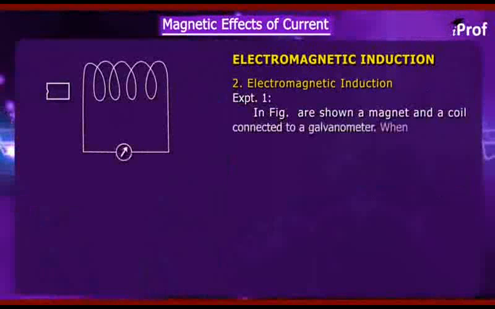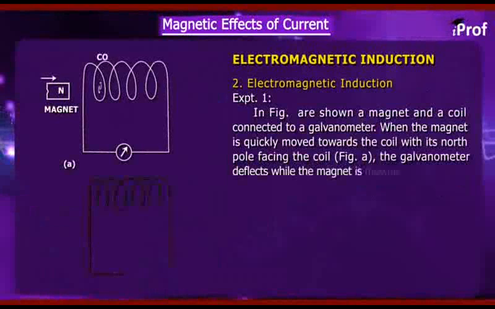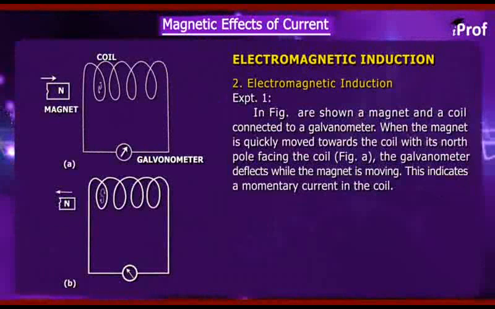Experiment 1. In figure are shown a magnet and a coil connected to a galvanometer. When the magnet is quickly moved towards the coil with its north pole facing the coil, Figure A, the galvanometer deflects while the magnet is moving.